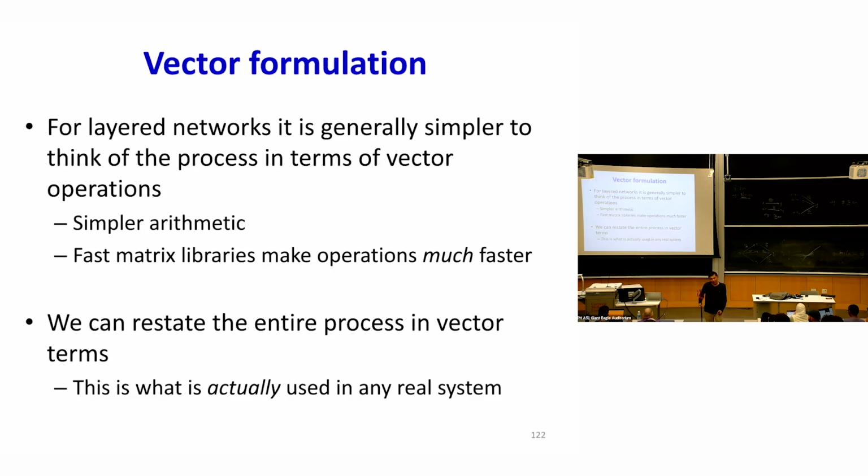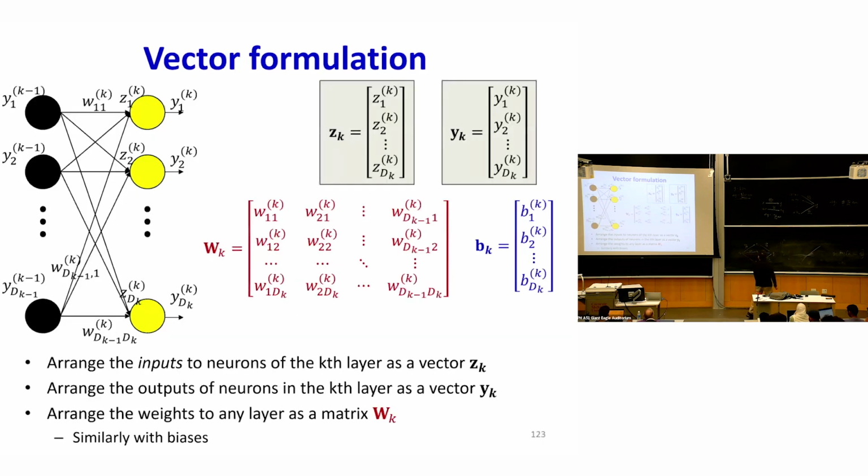So now here's the thing. I've just sort of explained the whole thing variable by variable, but you never really perform the computation in this manner. The way we do it for layered networks, it's generally simpler to think of the process in terms of vector operations because the arithmetic is simpler and fast matrix libraries make operations much faster. We can restate the entire process in vector terms, and this is what we will use in any real system.